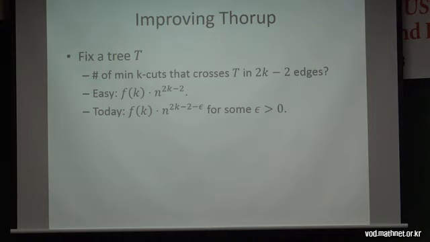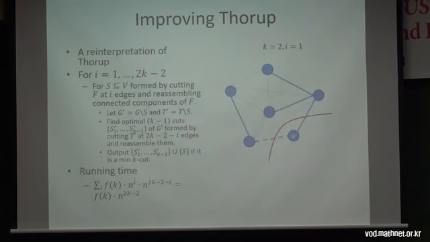Okay. So one easy answer is just f of k times n to the 2k minus 2, which is actually the number of all k-cuts, not even min k-cuts. So today I'm going to show some ideas behind a slight improvement by a factor of n to the epsilon. This is not stupid, but a useful reinterpretation of Thorup.